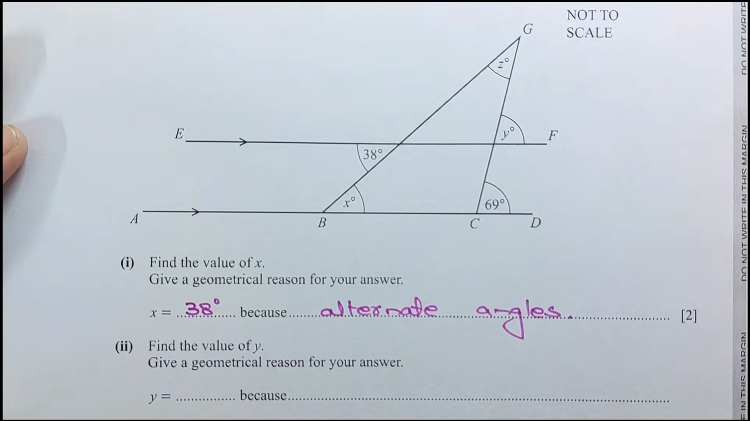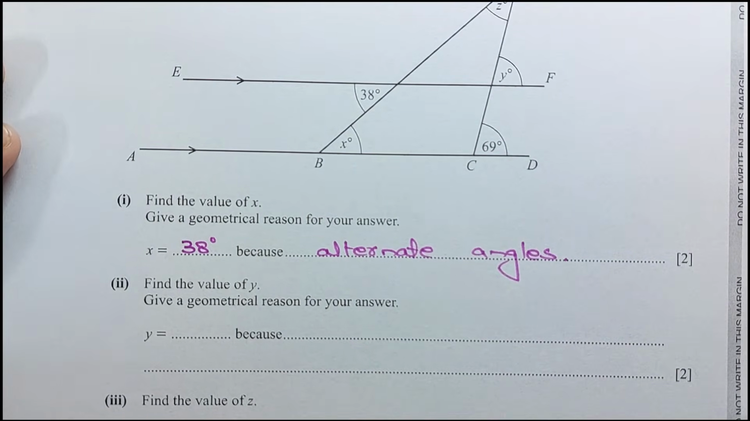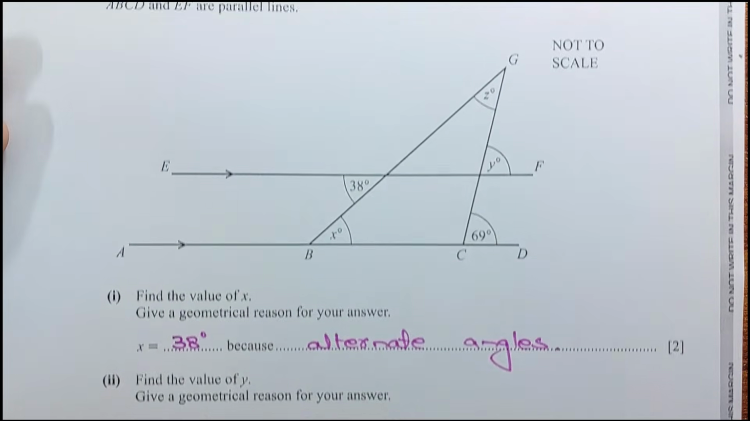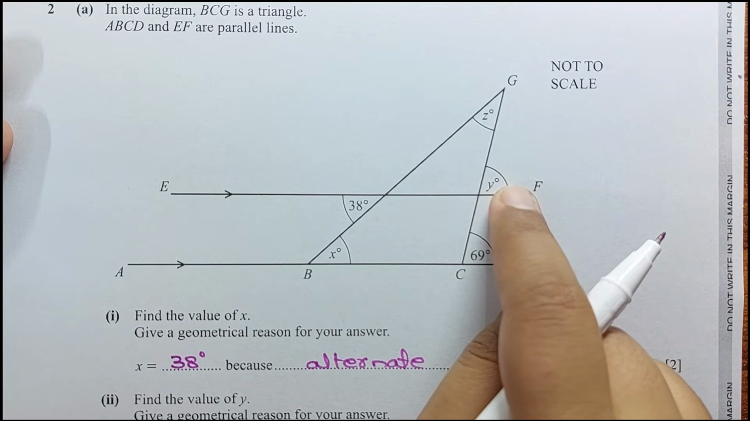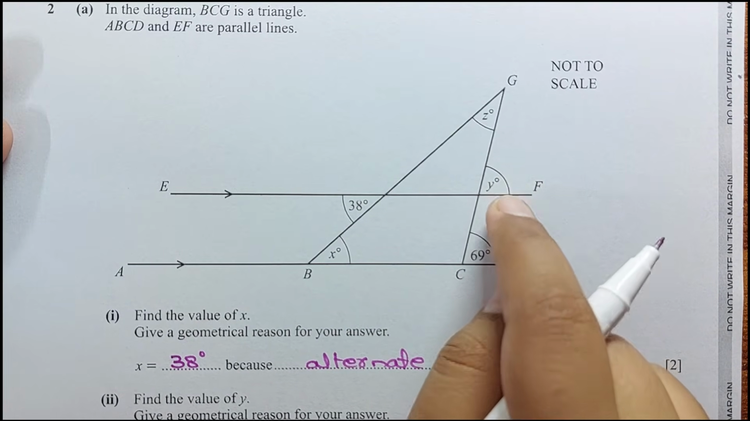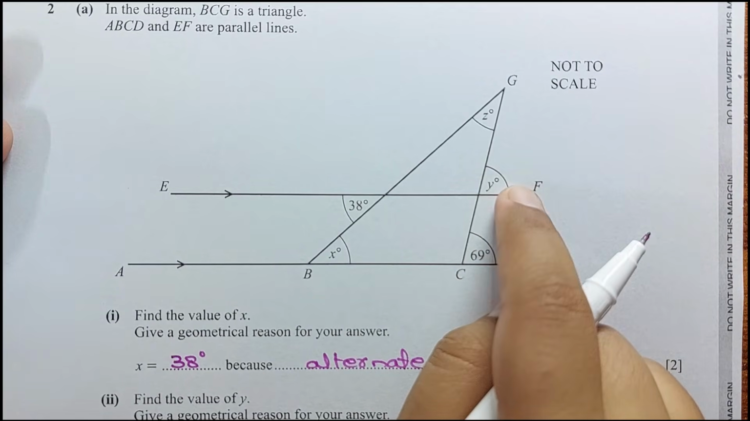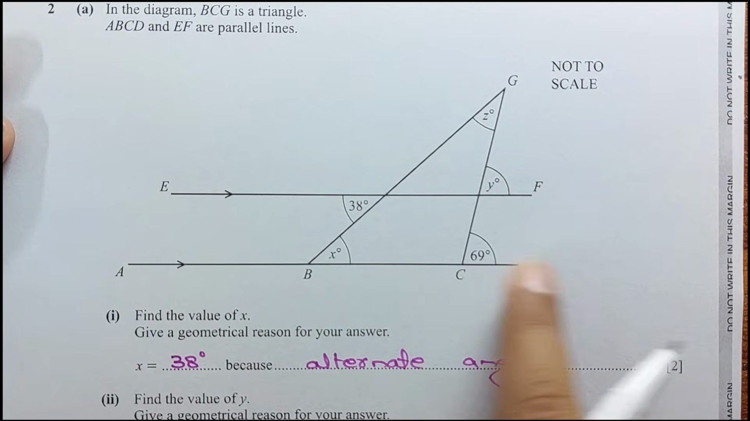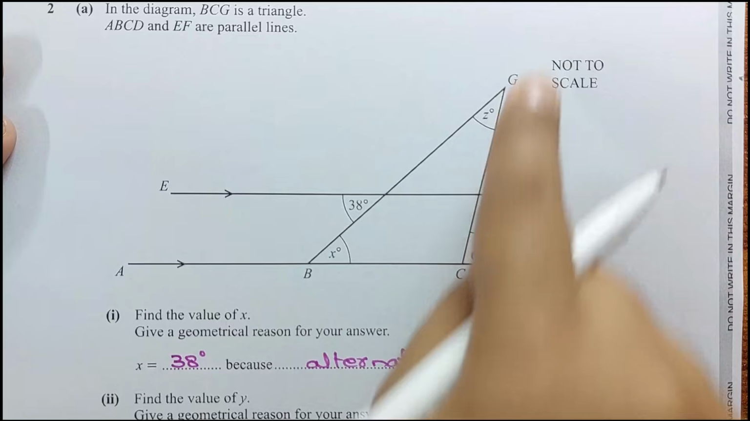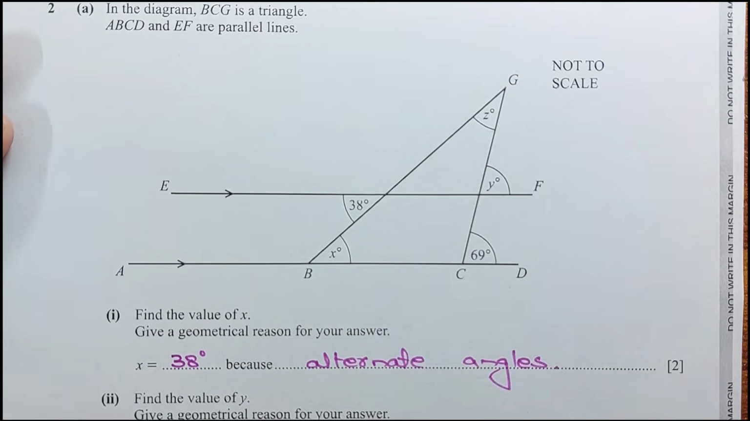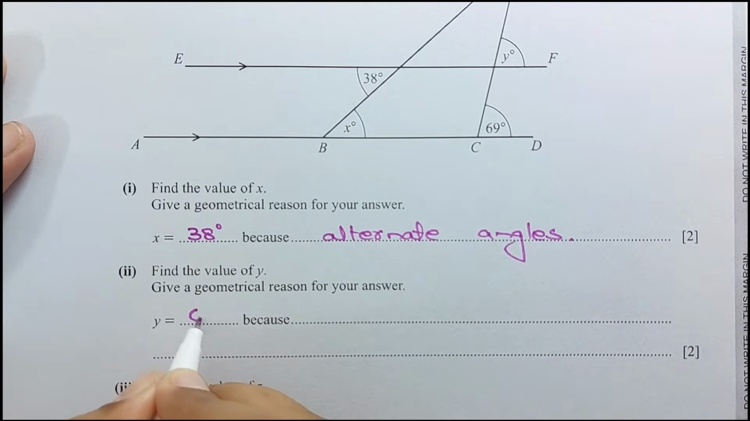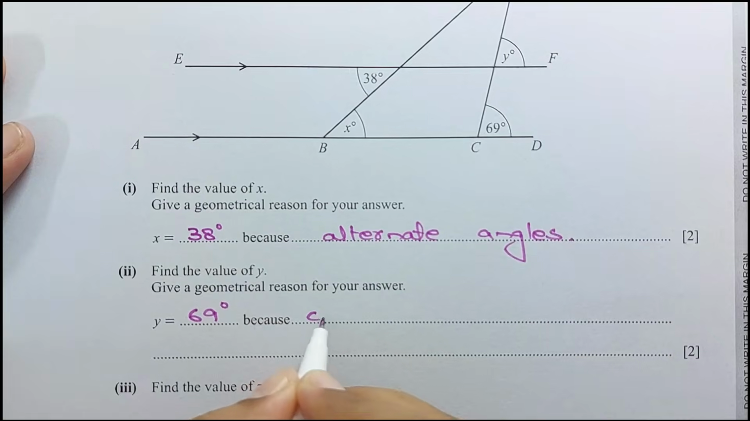Now, the second, find the value of y. Give a geometrical reason for your answer. Where is y? Y is over here. This angle and this angle are the same. Since these are parallel lines, these two are corresponding angles. This is one transversal line. This is 69. They are corresponding angles.